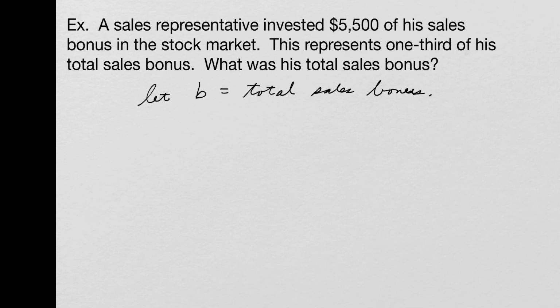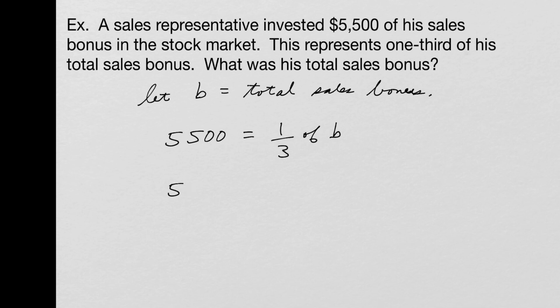Okay, now we need to translate the rest of this into an equation. We're told that the 5,500 represents 1/3 of his total sales bonus. Well, we just call the total sales bonus B. Remember, of means multiplication. So if 5,500 represents 1/3 of his sales bonus, then this has got to equal 1/3 of B, but then I can write that as 1/3 times B.